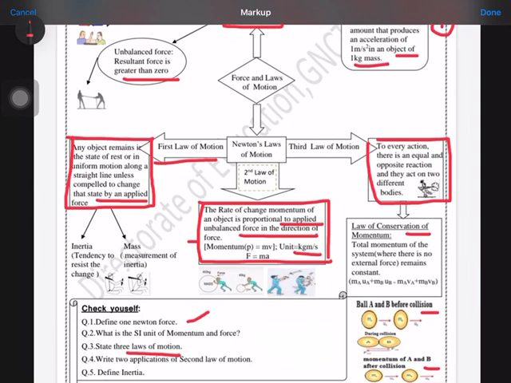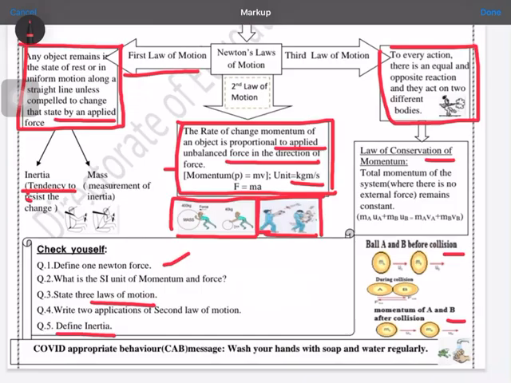Fifth is define inertia. Inertia is actually the same as first law of motion, because inertia means the tendency of the object to resist the change. So you can write inertia of a body is the object's tendency to resist the change in any state. If it is in state of rest, it will remain in state of rest, and if it is in state of motion, it will remain in state of motion.